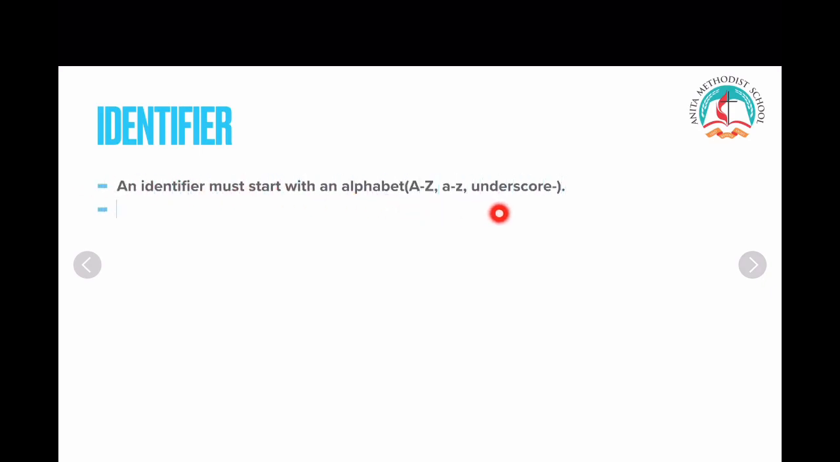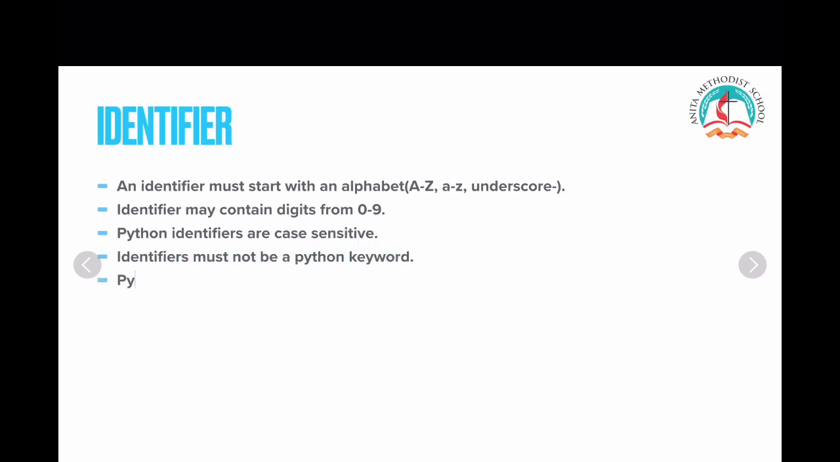So what is an identifier in Python? An identifier must start with an alphabet, capital A to Z, or it may be small a to z, or it is an underscore symbol. Then identifier may contain digits from 0 to 9.